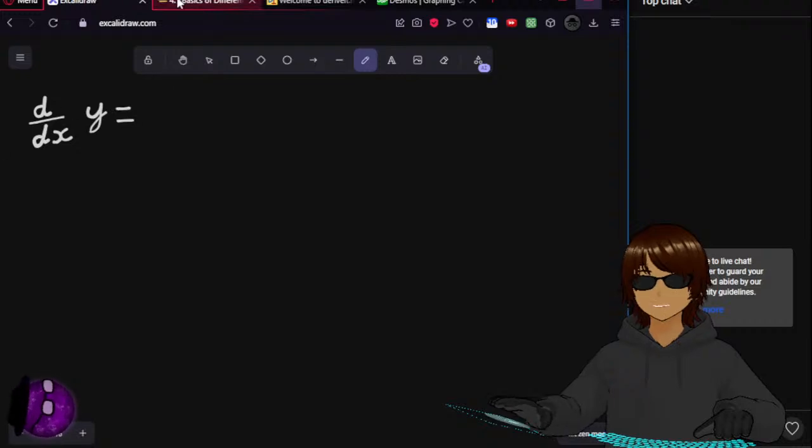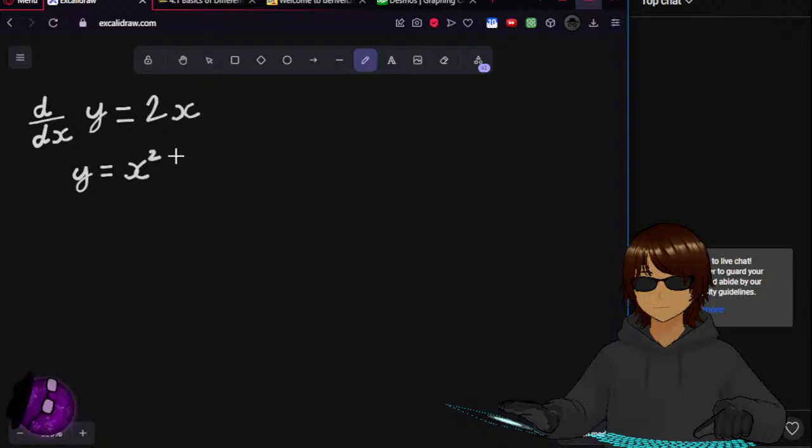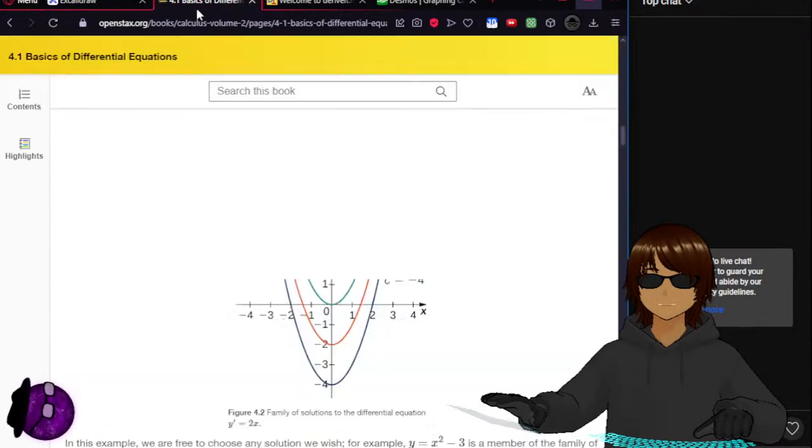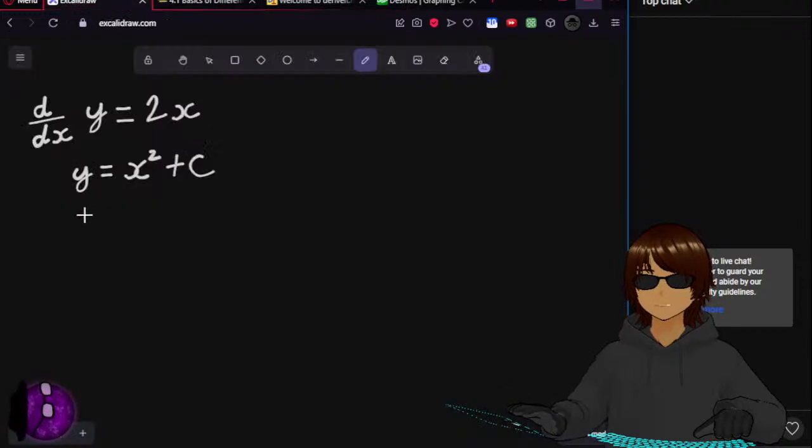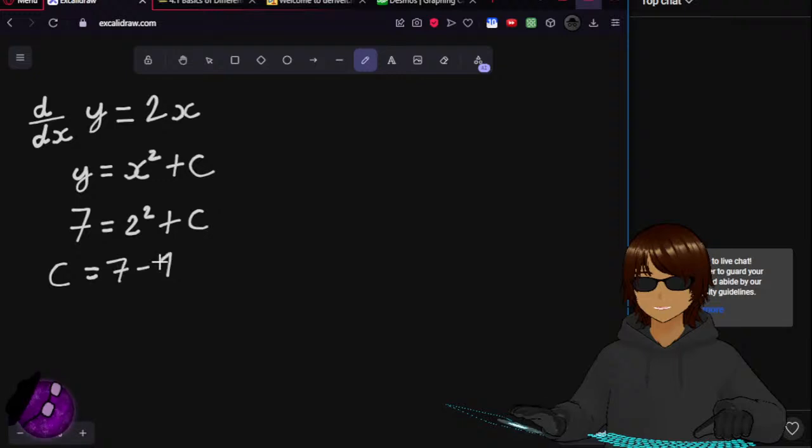I like writing it like this. 2x. y is equal to x squared plus c. We know 2, 7 is a point. So 7 equals 4 plus c. C is 7 minus 4, 3. So y is equal to x squared plus 3.